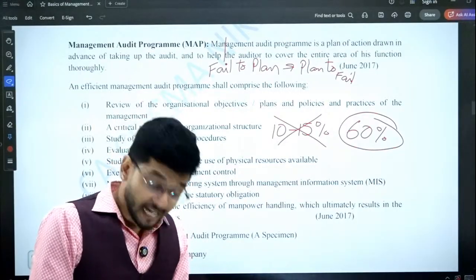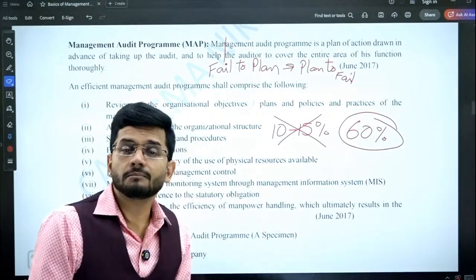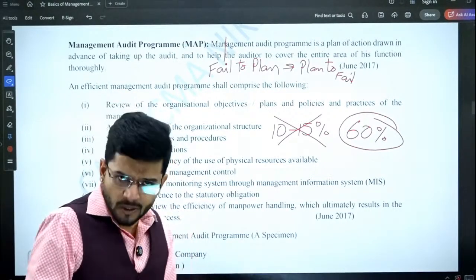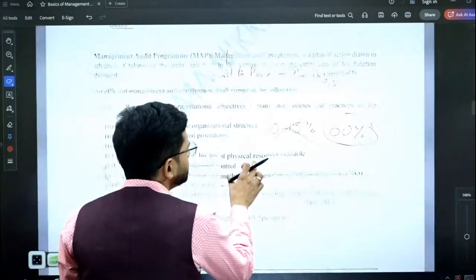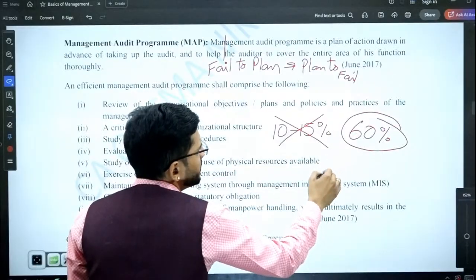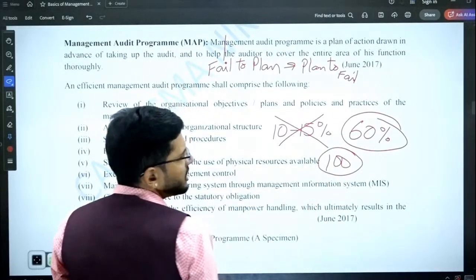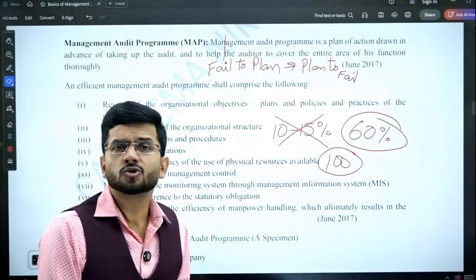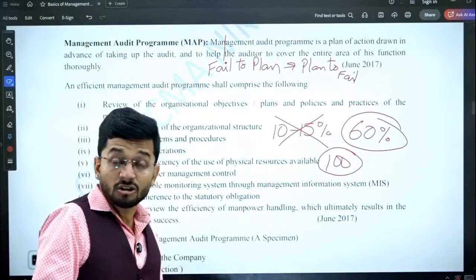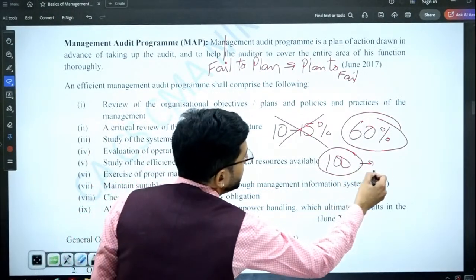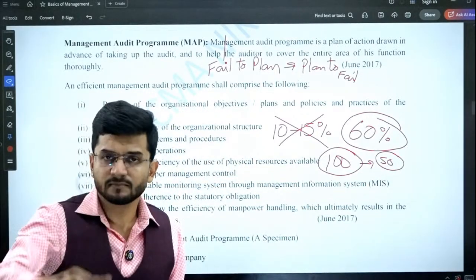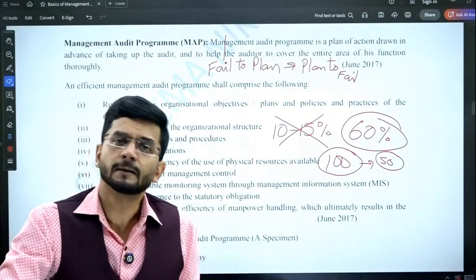No. Every time in each attempt, CMA result has been 60%. 60% students have qualified CMA. Why do I say that? Because guys, I'll give a very honest opinion. I've been teaching CMAs for last 15 years and this is my experience. Out of 100 students who are giving CMA final examination, only 50 are actually studying, or even less. Only 40 are actually studying.